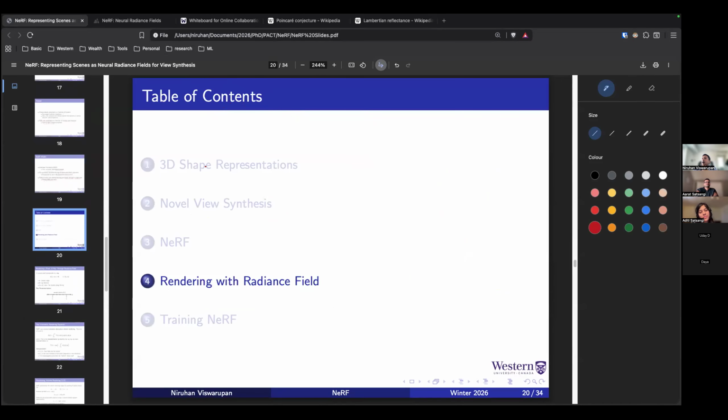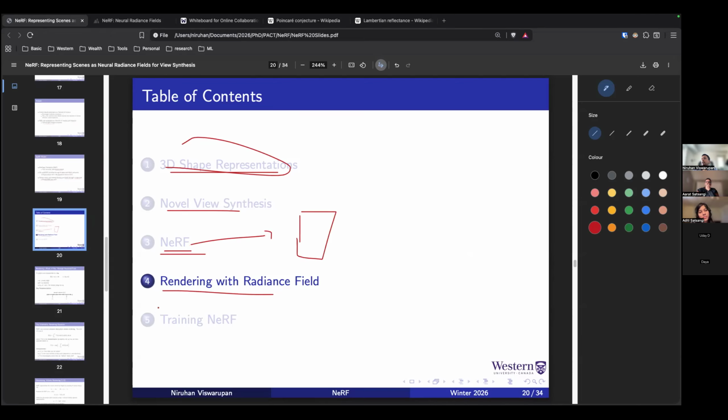Okay, so we have covered 3D shape representation, novel view synthesis, and also the NeRF model. We have seen how NeRF represents 3D shape, but we haven't talked about how we can go from NeRF to a rendered image. For that we need to learn rendering with radiance fields. As I told, the concept of radiance field existed long before NeRF, so the authors borrowed the theory from rendering of radiance fields to do rendering with their model after training NeRF.